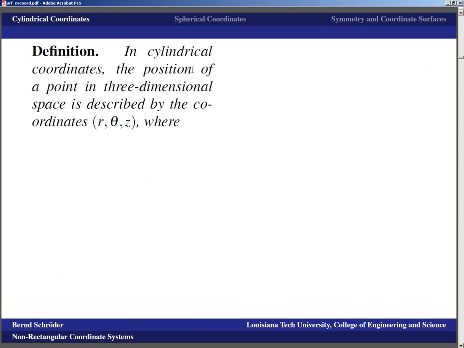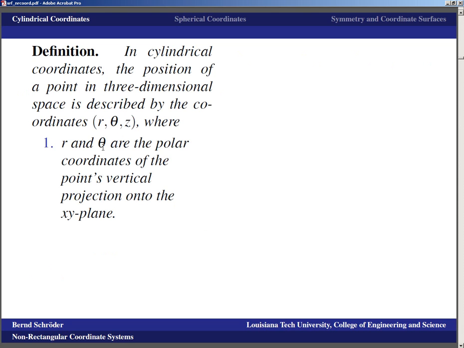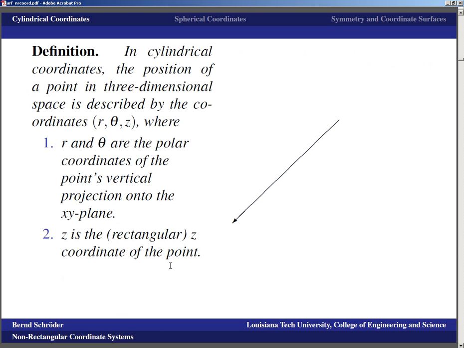The definition is that in cylindrical coordinates, the position of a point in three-dimensional space is described by coordinates r, theta, and z, where r and theta are basically the polar coordinates of the point's vertical projection onto the xy plane, and z is the rectangular z coordinate of the point.